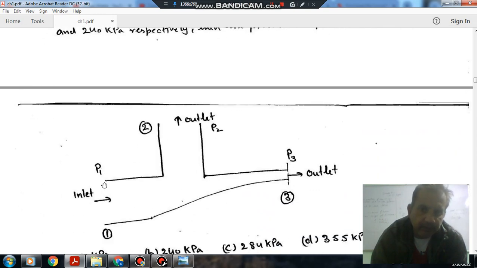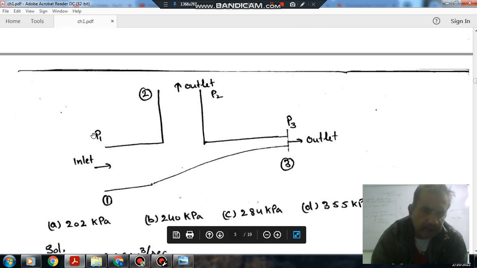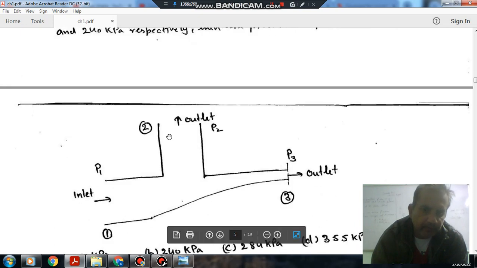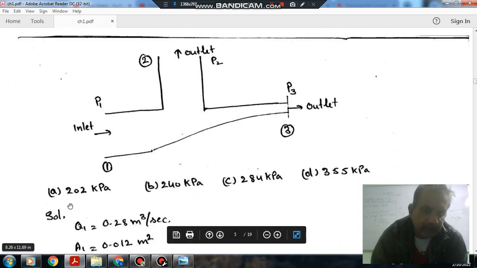then the pressure at point 2 is? So this is your first 1, this is 2, this is 3. 1 is the inlet and 2 and 3 are outlets. So we have to calculate the pressure at this point 2. The options are A 202 kPa, B 240 kPa, C 284 kPa, D 355 kPa.